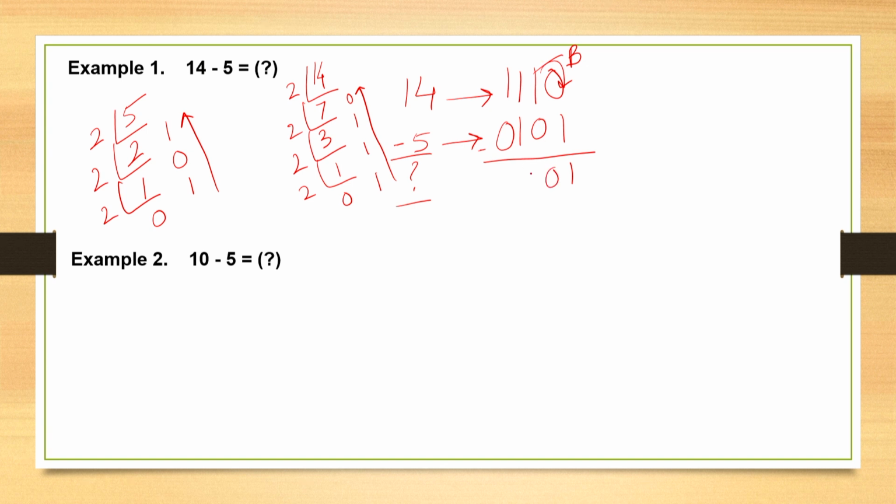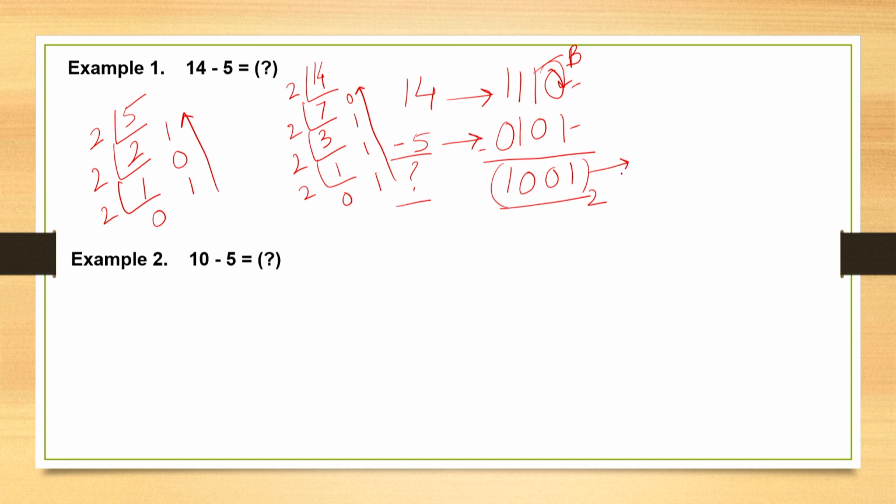Then 1 minus 1 is 0. 1 minus 0 is 1. So, this is the number that you get after subtracting this 5 from 14.